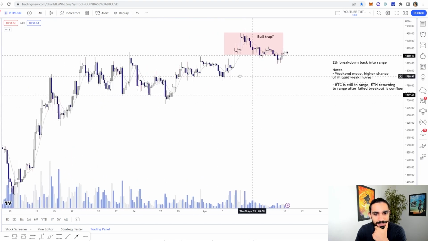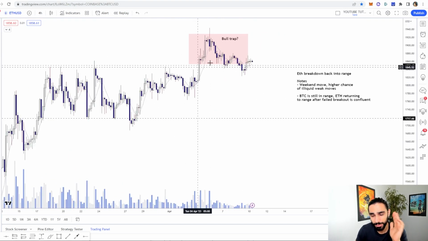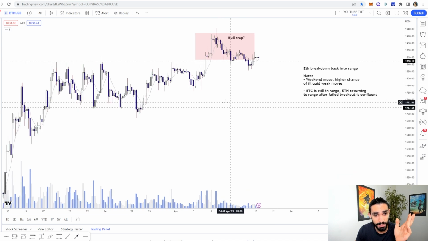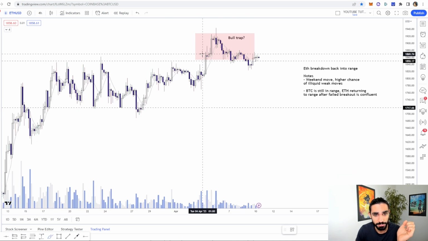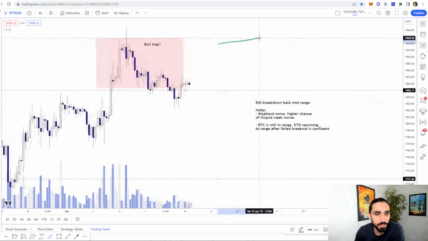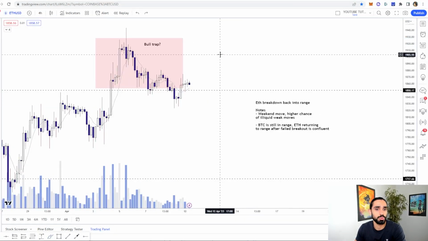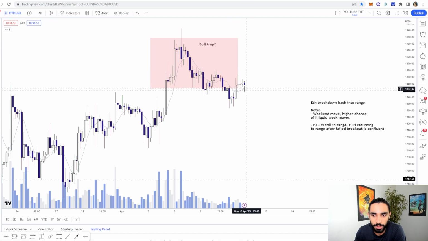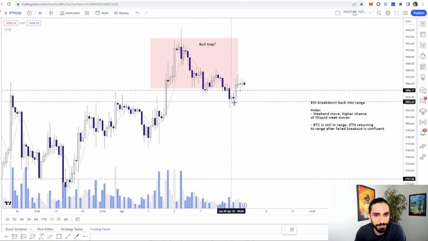Now, I missed the breakout myself because there wasn't confluence on Bitcoin, and that definitely cost me some money because I missed the breakout. Then the other trade I took recently was I actually went for a short over here as we got the retest of this 1850 level.